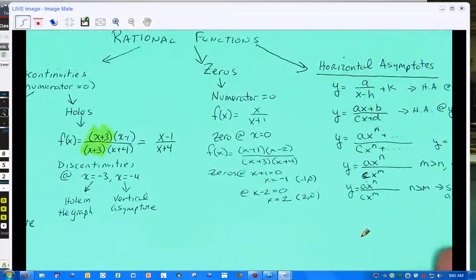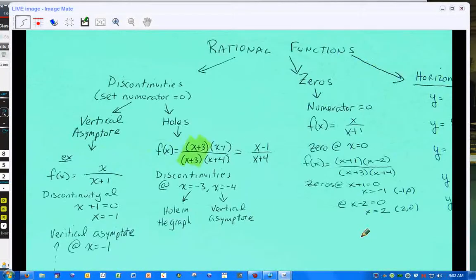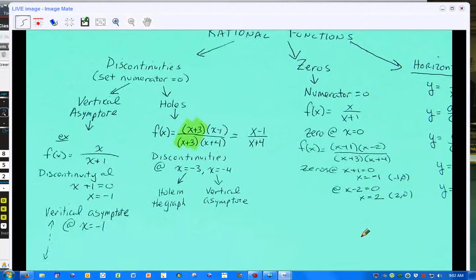And then once we're able to find discontinuities, which is big because remember we have these branches that are going to branch out, you get your zeros, you get your horizontal asymptotes.